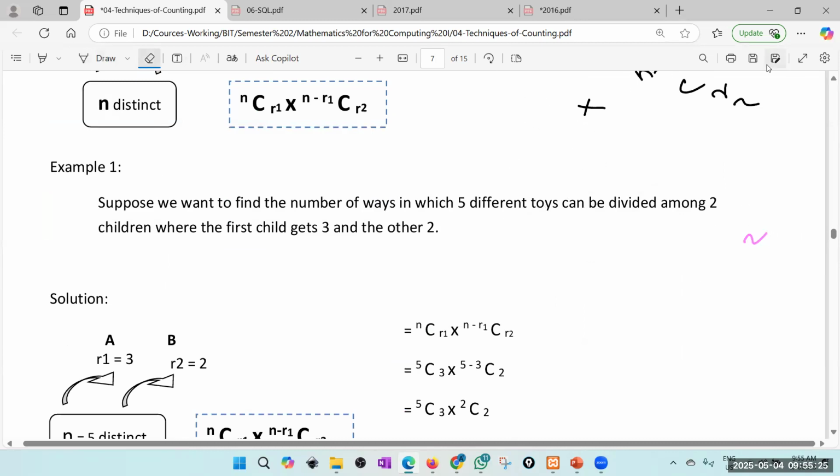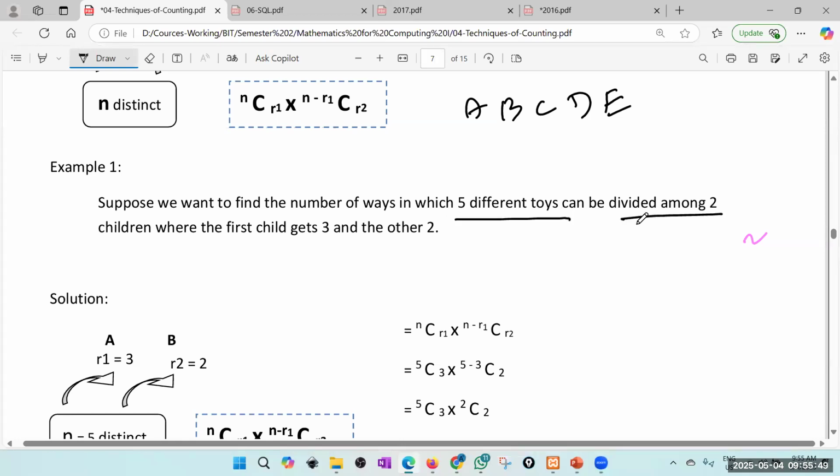Say I have 5 different toys. Different toys. Okay. So we have 5 toys. Suppose we want to find the number of ways in which 5 different toys can be divided among 2 children.